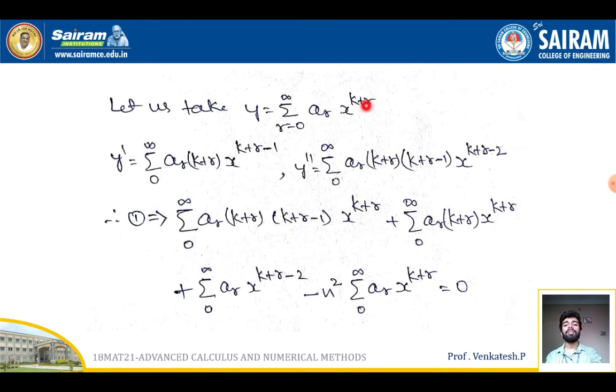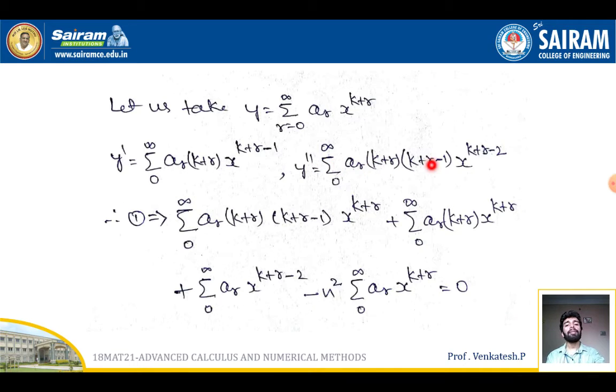Now replace y dash and y double dash in equation number 1. We'll get summation r from 0 to infinity a r (k plus r) (k plus r minus 1) x power k plus r, plus summation r from 0 to infinity a r (k plus r) x power k plus r, plus summation r from 0 to infinity a r x power k plus r plus 2, minus n square into summation r from 0 to infinity a r x power k plus r.